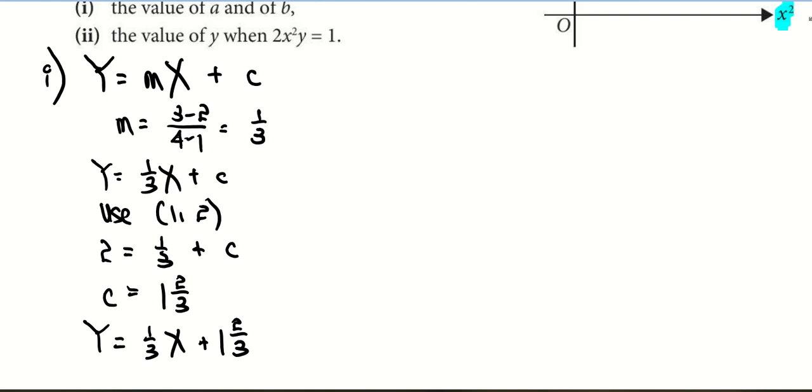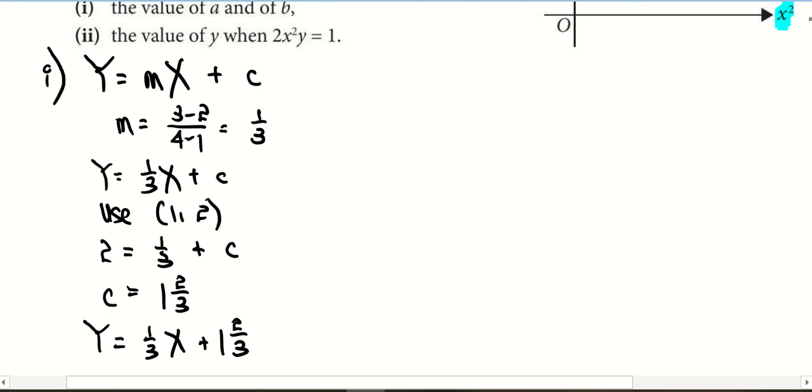There is one more step. I found M, I found C. What is step number 3? Replace your big Y and big X. They are not on the graph. Big Y and big X is our imaginary one.